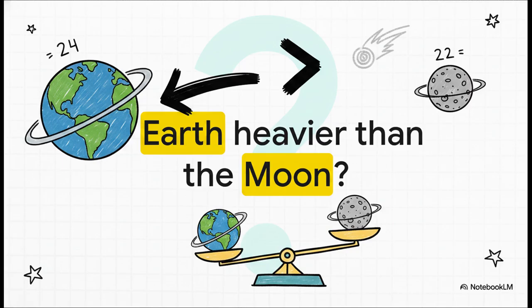If you just look at the exponents, the 24 versus the 22, you instantly know the Earth has 2 extra powers of 10. That means it's roughly 100 times more massive than the Moon. You didn't have to crunch massive strings of numbers. The exponents literally did the work for you. That right there is the sheer power and efficiency of scientific notation.